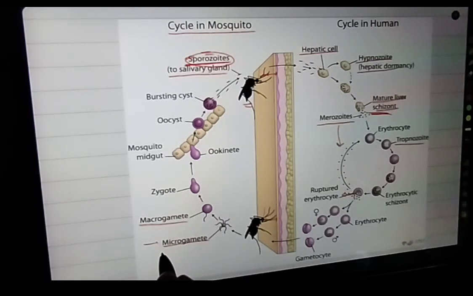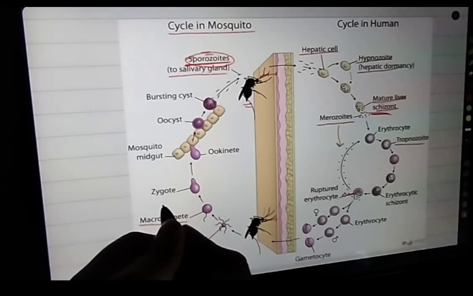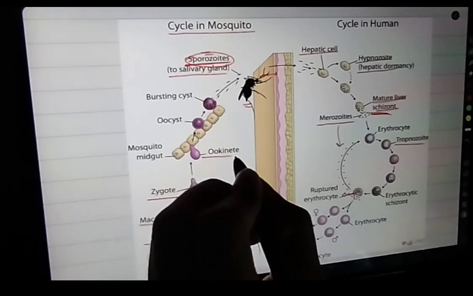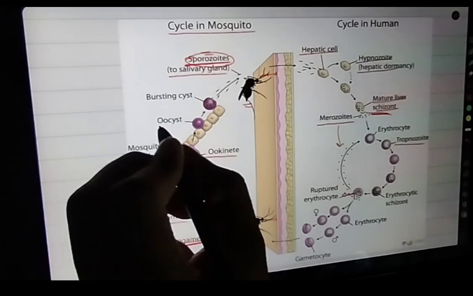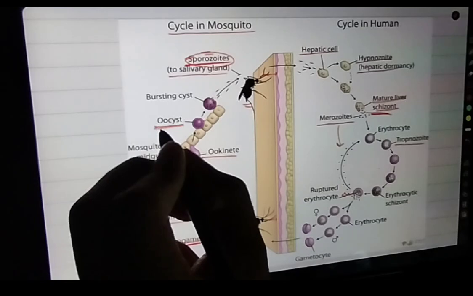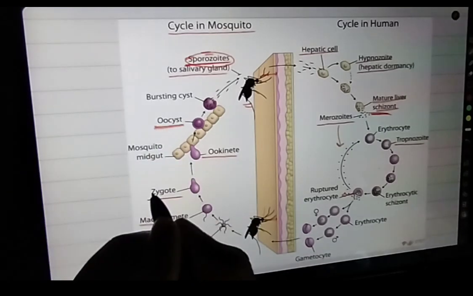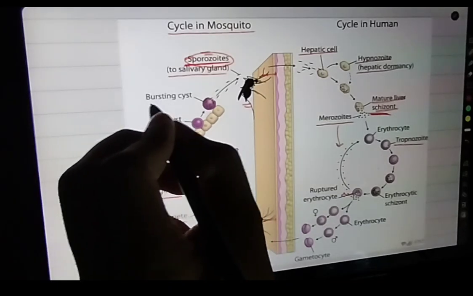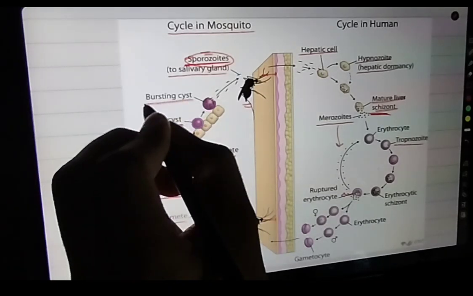One female gametocyte forms only one female gamete, and one male gametocyte forms 8 male gametes. These gametes undergo fertilization in the gut and form a zygote. The zygote develops into the ookinete. Then the ookinete develops into the oocyst. In the oocyst there is development of sporozoites. After rupture of this oocyst, the sporozoites are released via the bloodstream.